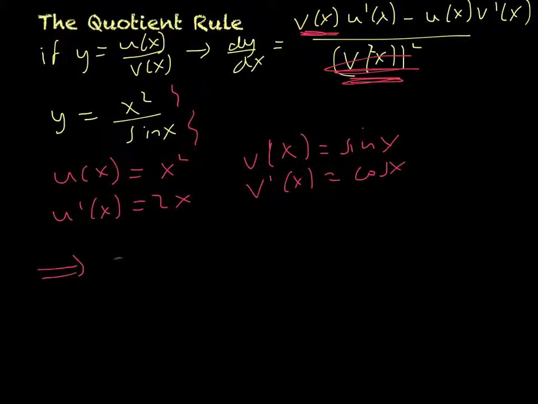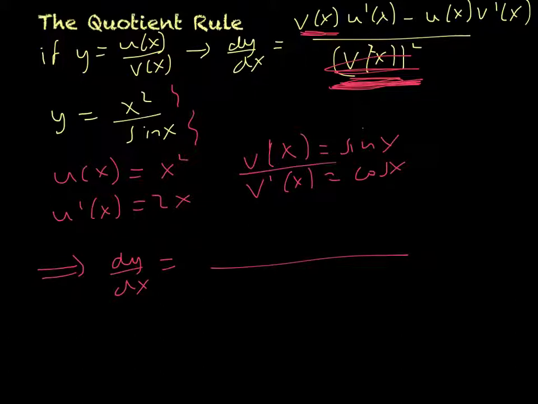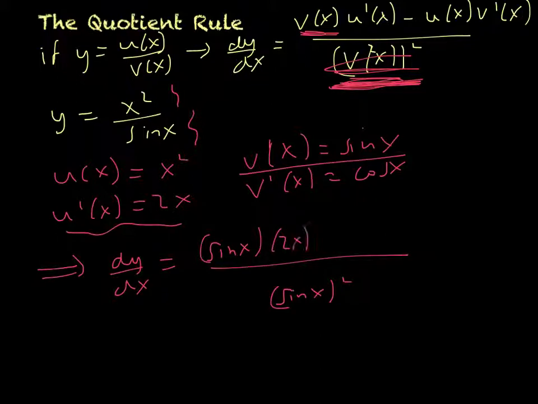So what we have then is dy by dx equals, and now we're just filling in our stuff. So v squared on the bottom, this is v, so sine x all squared, and then v comes straight up, sine x. And then we're timesing it by a differential of u, which is 2x. Subtract, remember just like the product rule, we've got two terms, and now we've got u of x, which is x squared, and v dash of x, which is our cos x, and it's finished. Let's do another example then.